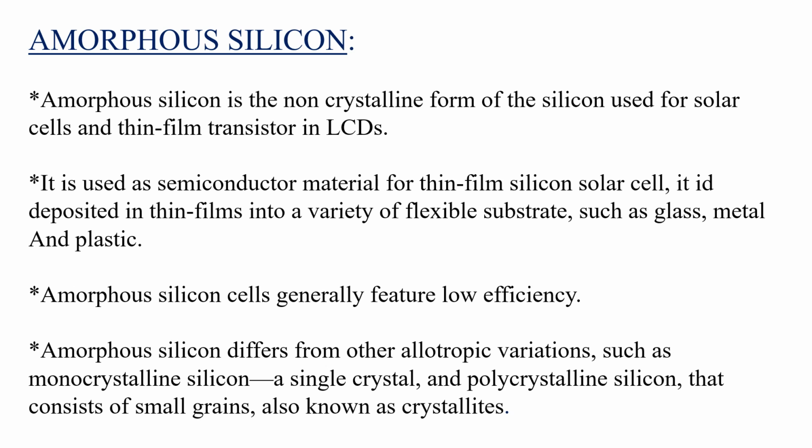Amorphous silicon differs from other allotropic variations such as monocrystalline silicon, a single crystal, and polycrystalline silicon, which consists of small grains also known as crystallites.